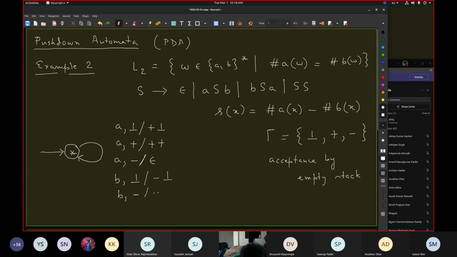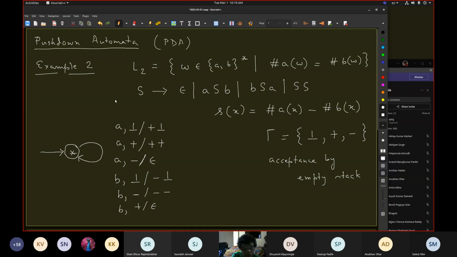Minus is already there, push another minus. If plus is there, take it out. So this thing keeps on going. Eventually, when the entire input is read, the surplus should be 0.